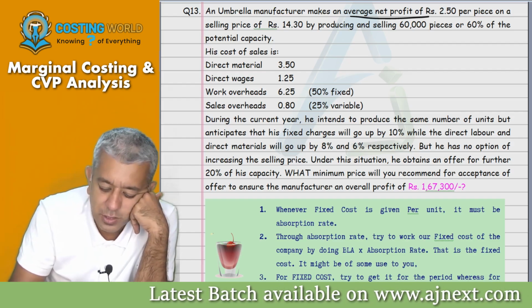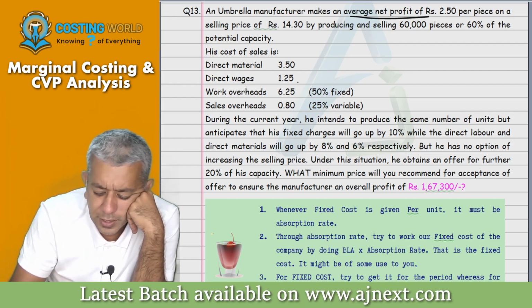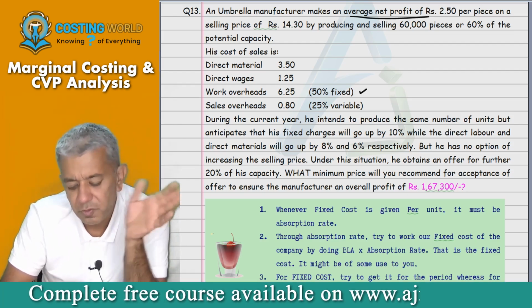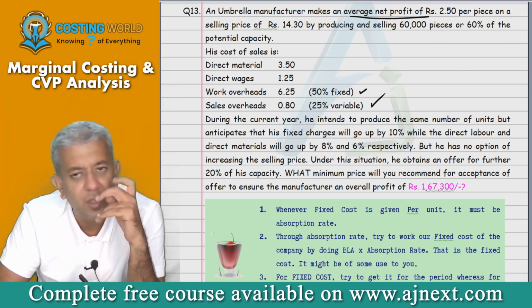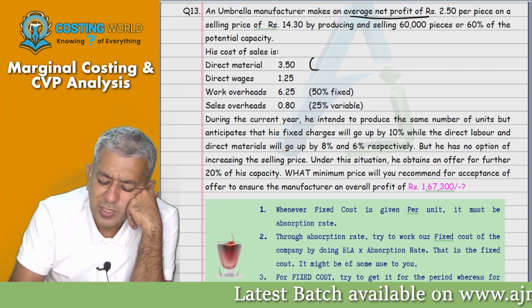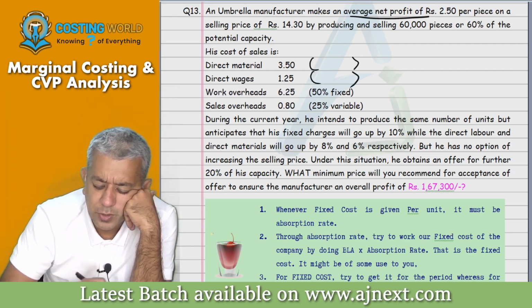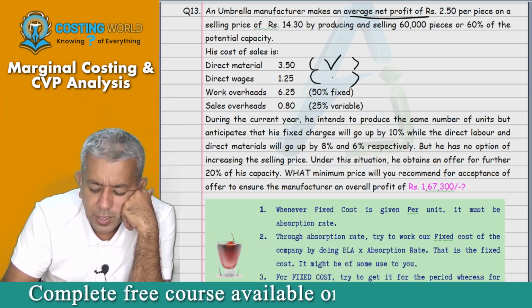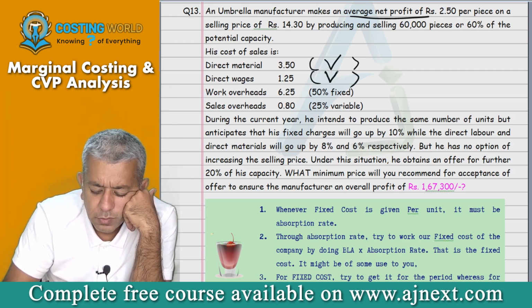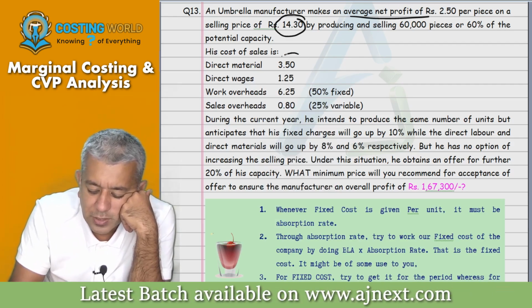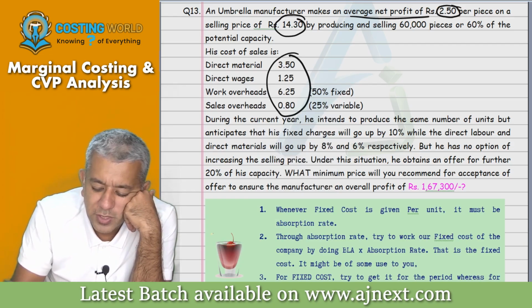His cost of sales is as follows. Direct material, direct labor. Works overheads 50% fixed, so 50% must be variable. Sales overheads 25% variable. Now listen. For direct material, they have not written what part is fixed and what part is variable. So tell me, direct material will be 100% variable. Direct wages will be 100% variable. These are common sense things. These are direct costs. If you want, for time pass, you can take the selling price, subtract all these costs, and you should be getting 2.5. Just try your luck once.